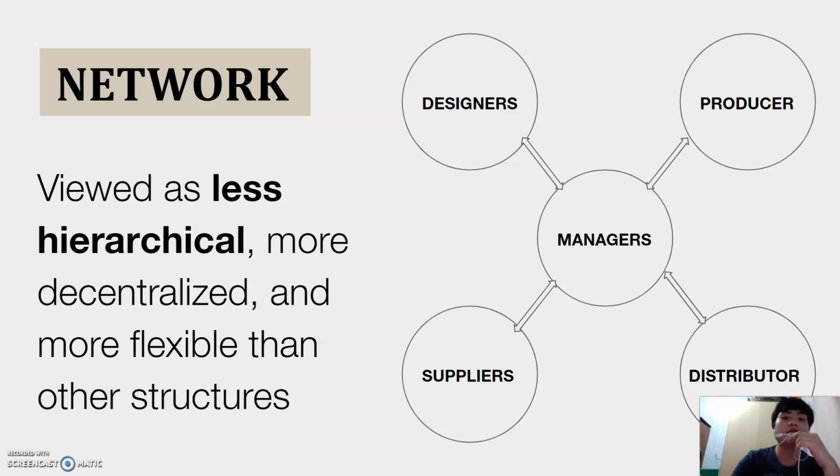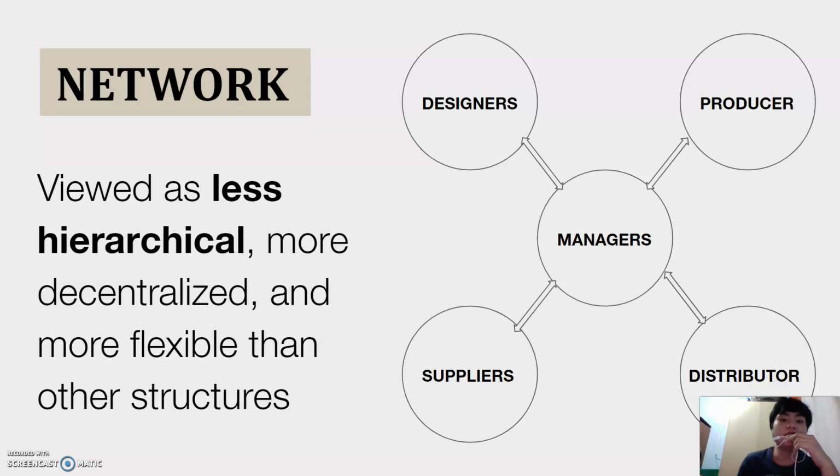Network org structure. The network org structure is a newer type of organizational structure often viewed as less hierarchical, more decentralized, and more flexible than other structures. In this structure, managers coordinate and control relations that are both internal and external to the firm. The idea behind the network structure is based on social networks. Its structure relies on open communication and reliable partners, both internal and external. The network structure is viewed as more flexible than other structures because it has few tiers, more control, and bottom flow of decision making.